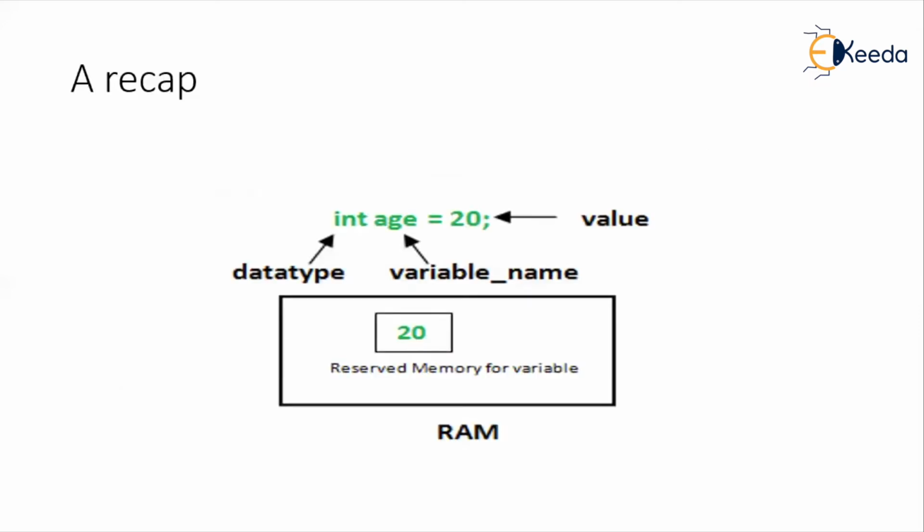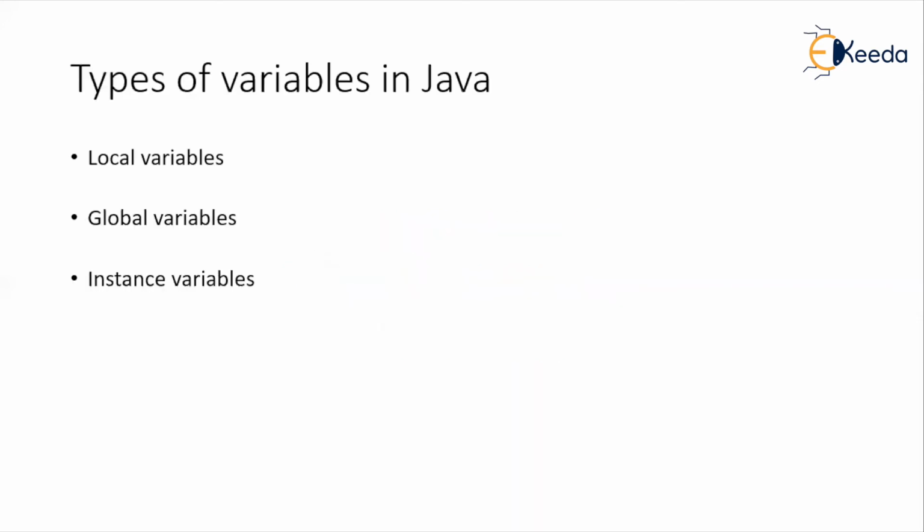So this is how we will assign the value: int age is equal to 20 and semicolon. In RAM, there will be reserved memory, and that memory location will have that particular data. Actually, this we have already discussed.